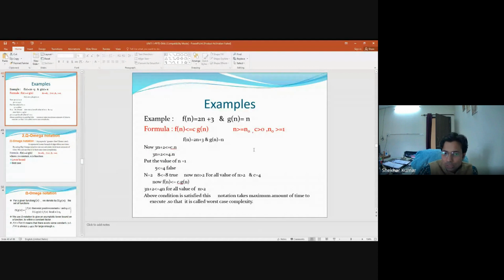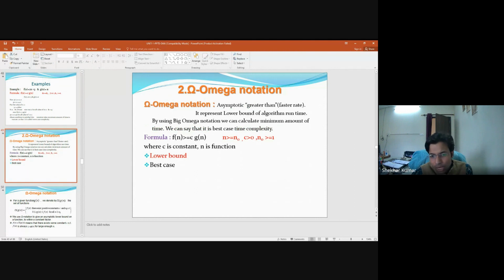So now you can see that in all the conditions, after the value of n naught, the maximum amount of time it will take to execute, that will be the worst case. The maximum time it is taking to execute a particular problem. In general, we never consider lower values of n. In all the notations, we do not consider lower values of n. That means the rate of growth at lower values of n is not important. We always consider the value after n naught.